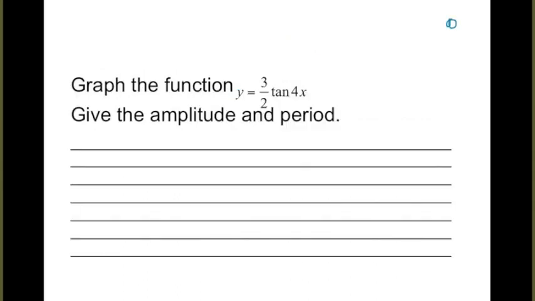For this one, that a value in the front, I wrote the word amplitude. It's not technically an amplitude because it goes up forever, but we'll kind of think of that same thing. It's going to be 3 over 2, or 1.5. The period is just pi divided by b. So pi divided by 4. This thing is going to be super tiny.